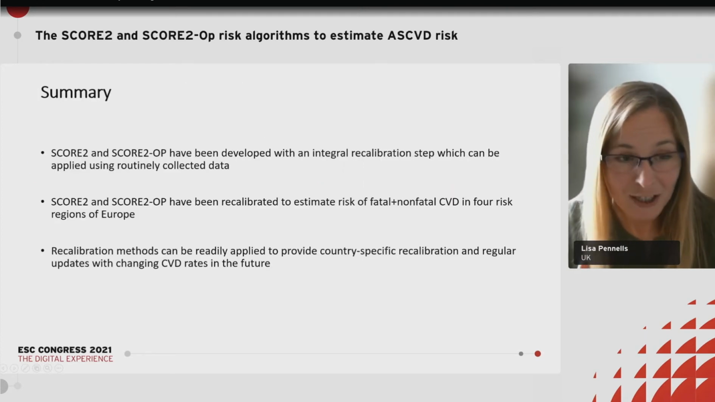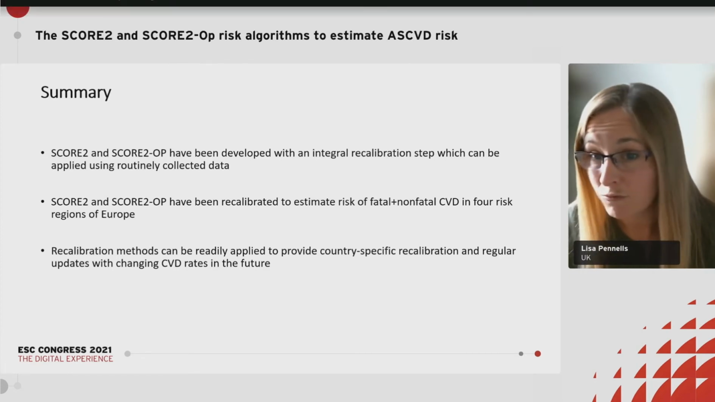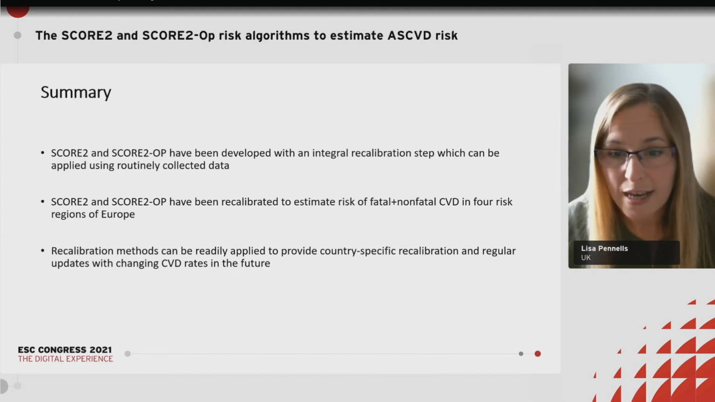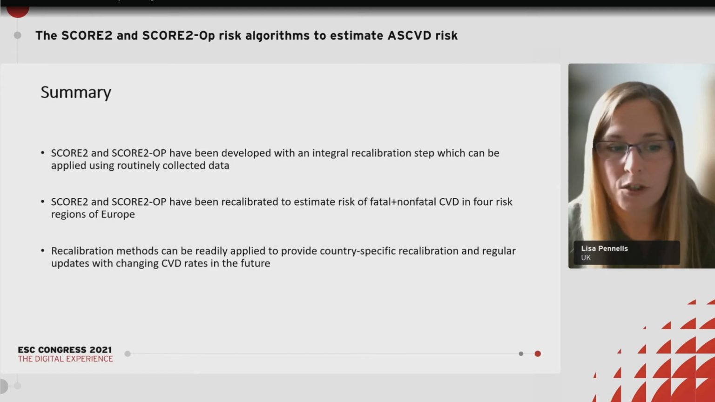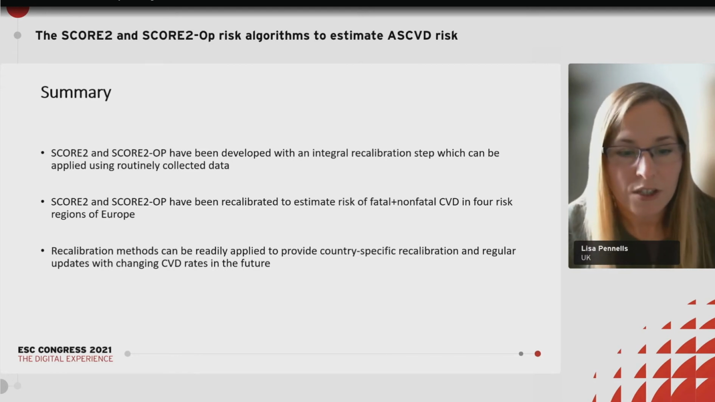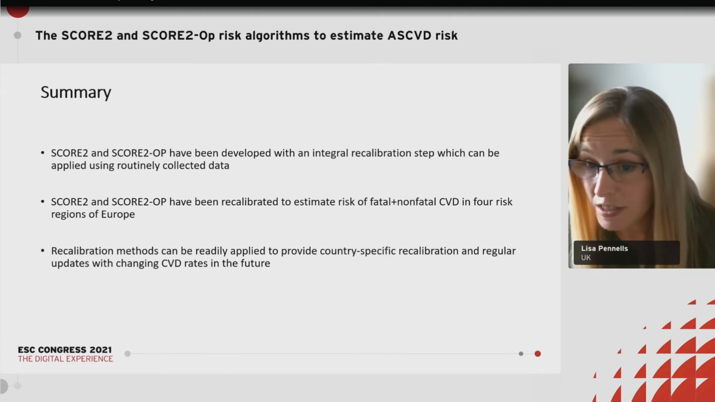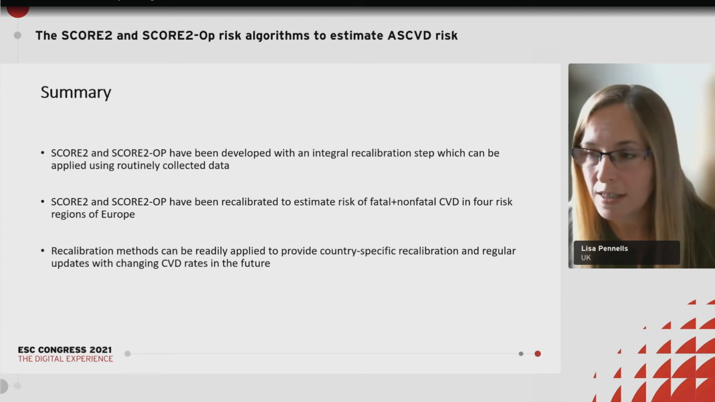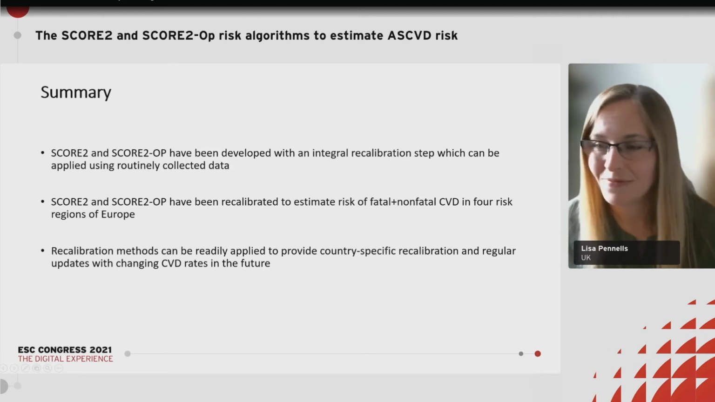So as a summary, SCORE2 and SCORE2 Op have been developed with this integral recalibration step, which can be applied using routinely collected data. Both scores have been recalibrated to estimate risk of total CVD, so fatal and non-fatal CVD, in 4 risk regions of Europe. And these recalibration methods can be applied readily in the future, either to provide country-specific recalibration, but also to provide updates with changing CVD rates. And I will finish there for some discussion.